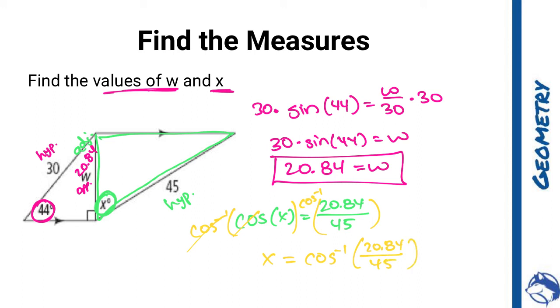And so when I plug this in, inverse cosine, 20.84 divided by 45, I hit enter and I get x is equal to 62.41 degrees. And that's how I solve this one.